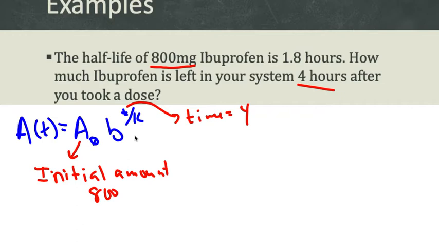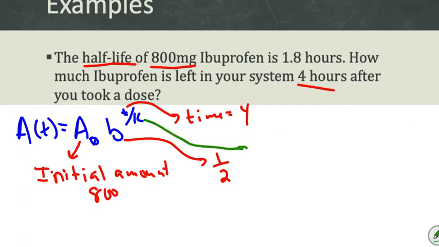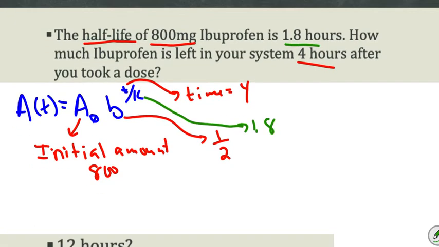So what I mean here is we're told half-life, so we're talking about half-life. So b and k will change for every problem. This could be like a population doubles every 3 years, then b would be doubling, it would be 2, and k would be 3 years. In this case, we're talking about half-life, so b is going to be 1/2. And then k is how long it takes to get to that point, which we're told is 1.8 hours. So let's fill this in here.